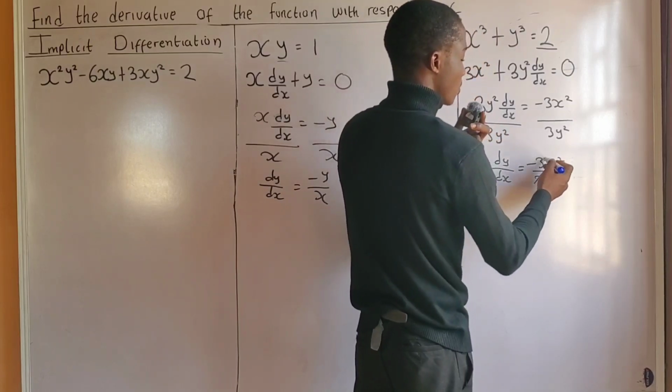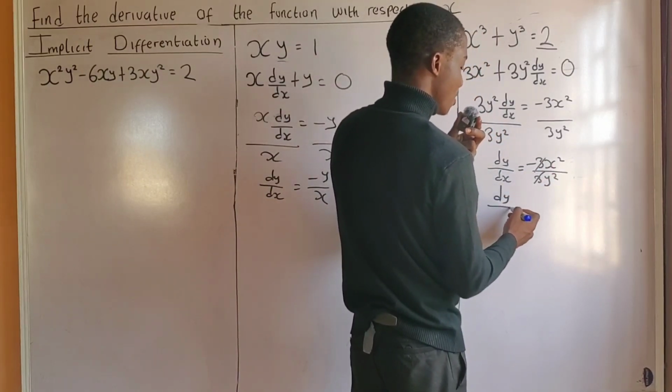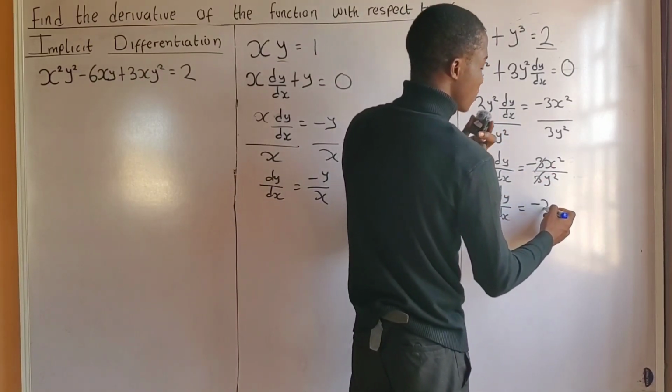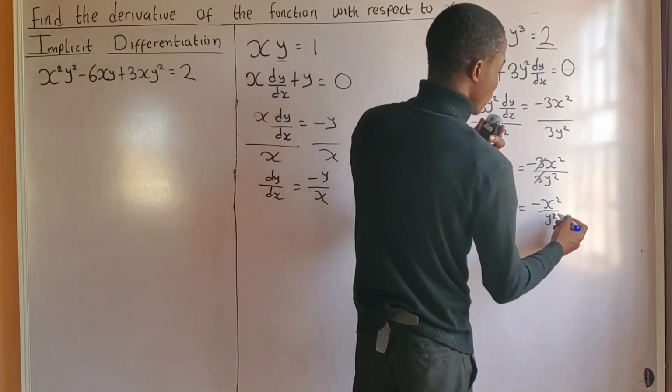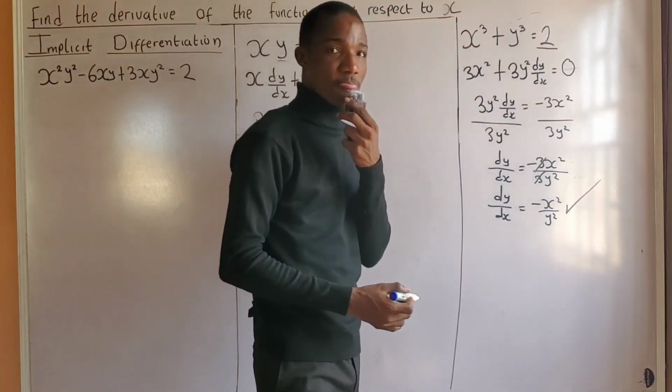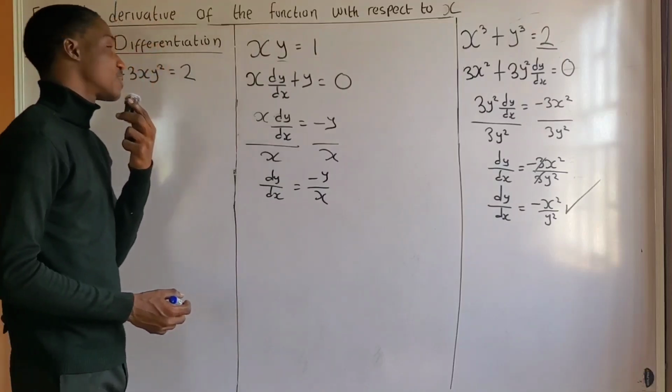Okay, now this will cancel this. So I'm left with what? Dy all over dx is equals to negative x squared all over y squared. Okay, which is the final answer. I hope you understand. Okay, what of this?